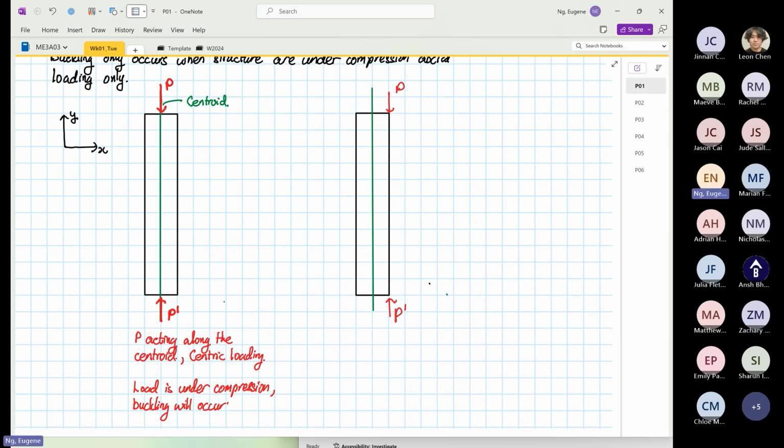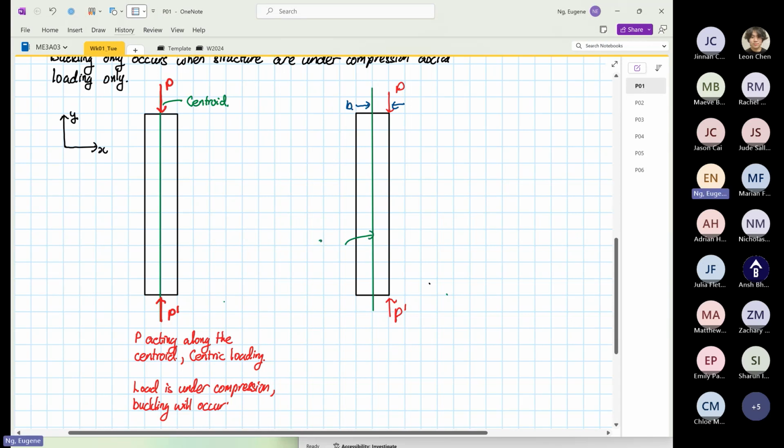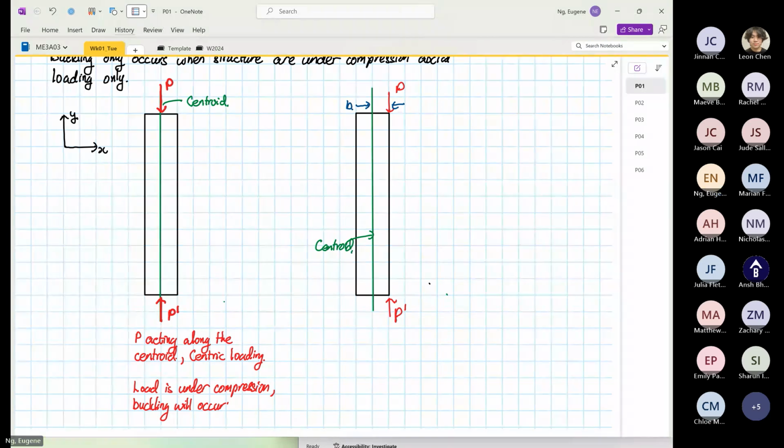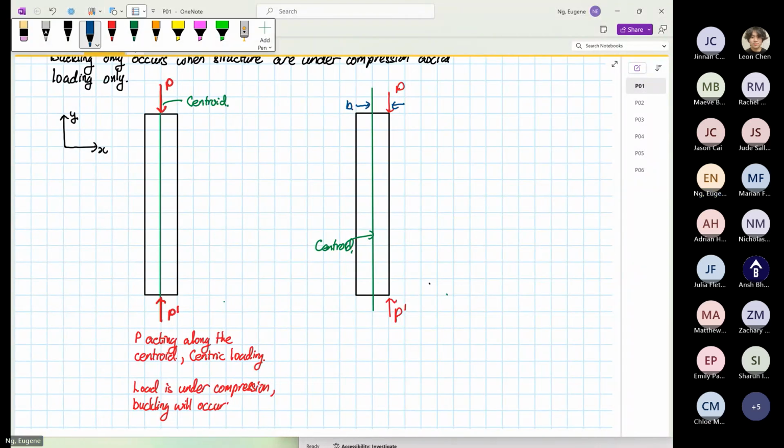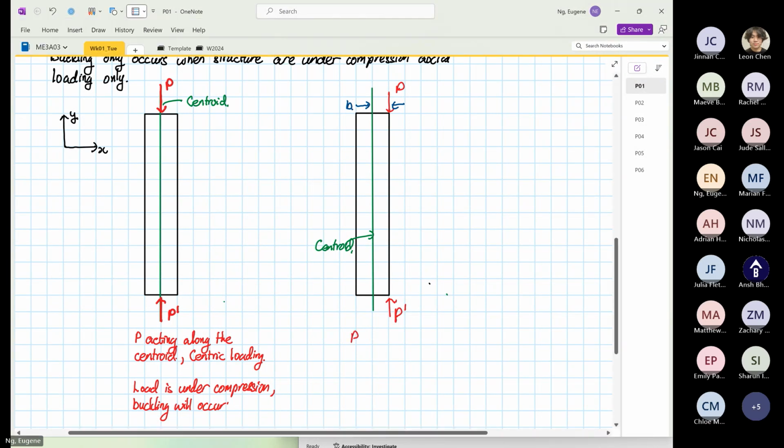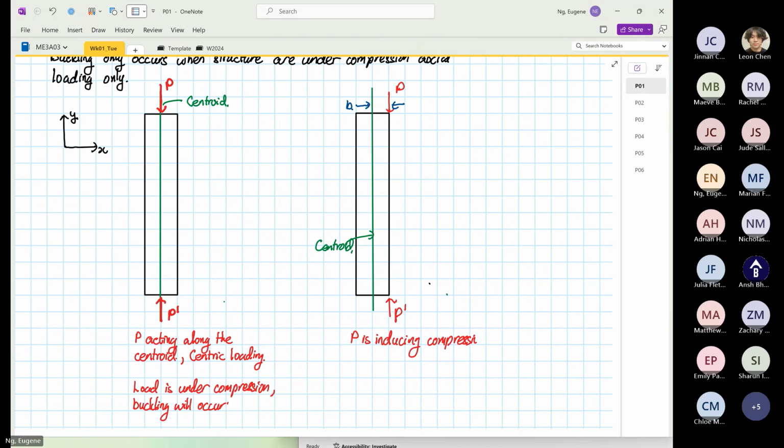What is happening now is that you have a certain distance away from the centroid, which I'll call B. The green line is still our centroid. For this case, what you see is P inducing a compressive load, and the structure is under eccentric buckling, or eccentric loading.